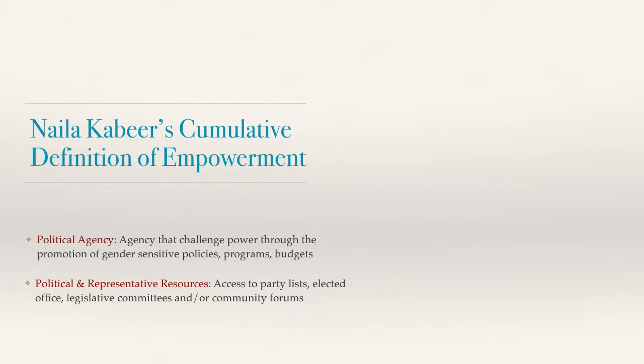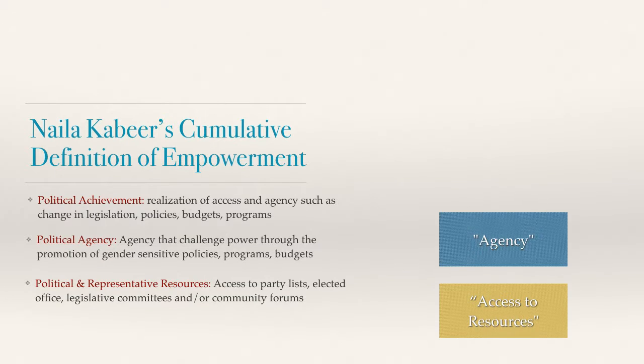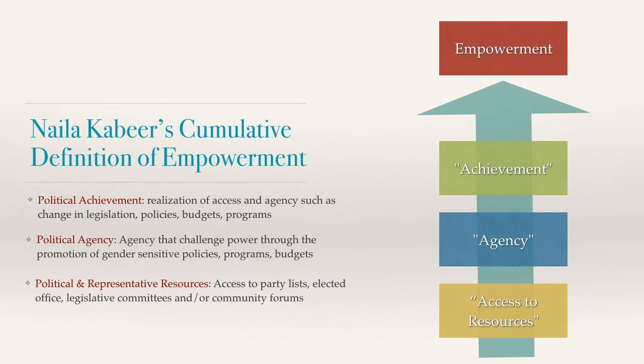Political agency was defined as the actions taken by women leaders in promoting gender-sensitive policies, programs, and/or budgets that affect women's well-being. And lastly, achievement was defined as political achievement, the change women leaders achieve in legislations, policies, programs, and/or budgets as a consequence of accessing political resources and exercising political agency. These three domains of access, agency, and achievement are cumulative in strengthening women's political empowerment.